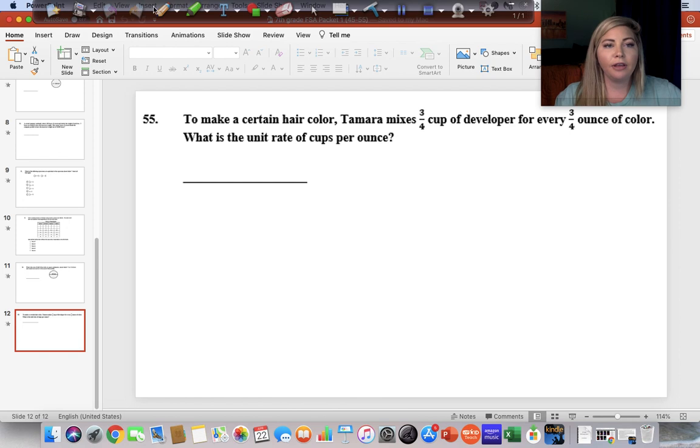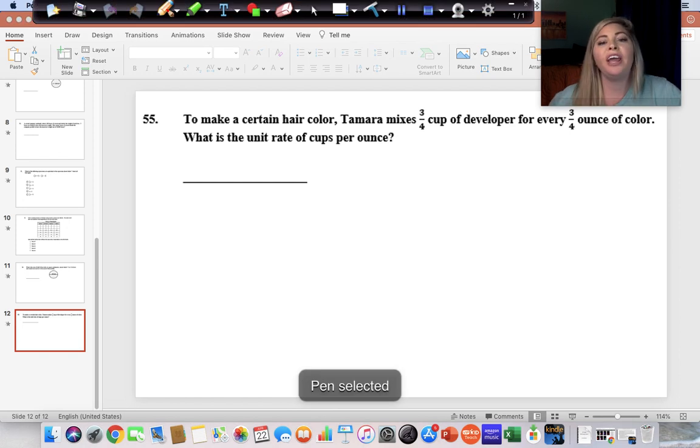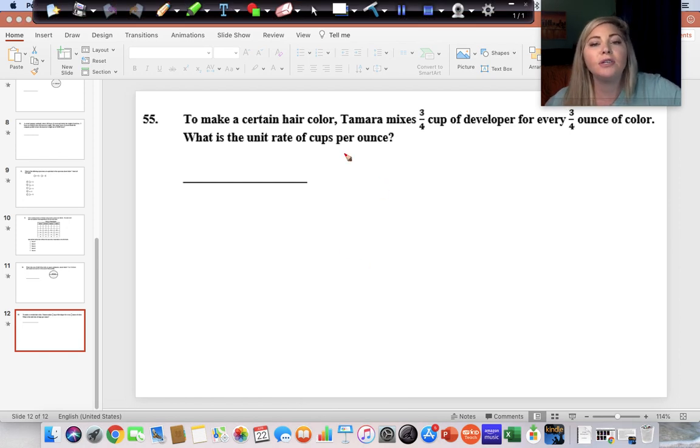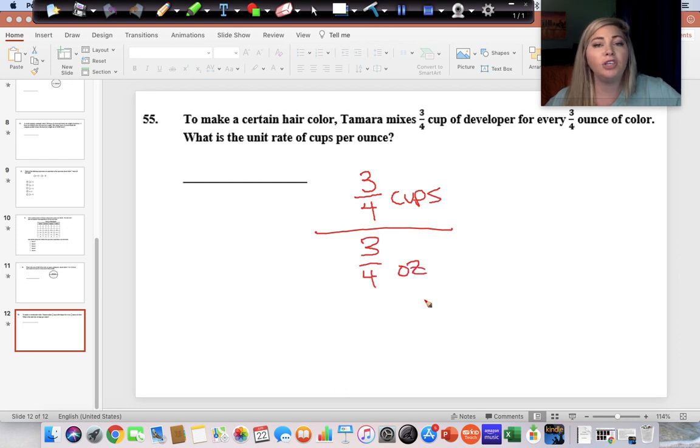Okay, last one. To make a certain hair color, Tamara mixes 3/4 cup of developer for every 3/4 ounces of color. What is the unit rate of cups per ounce? Well, 3/4 cups to 3/4 ounces, they have the same ratio, 3/4 to 3/4. So if we are looking for 1 ounce, how many cups for 1 ounce?